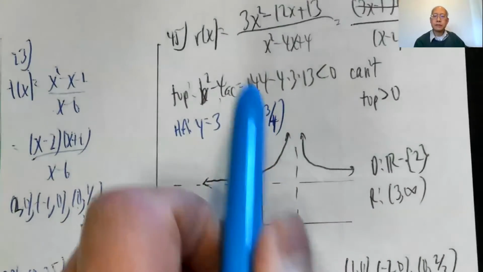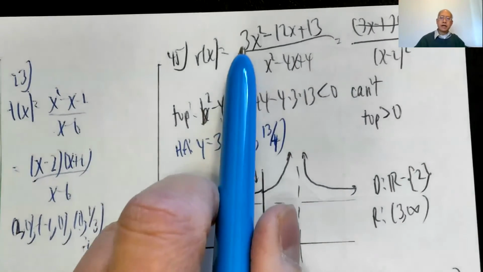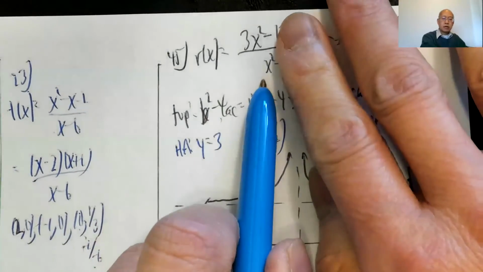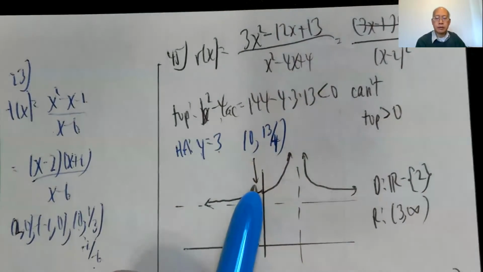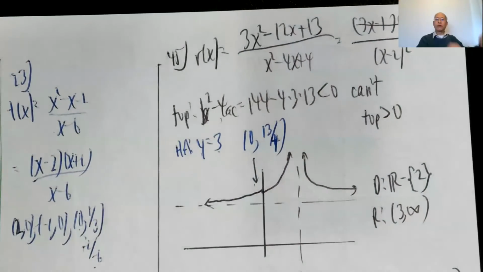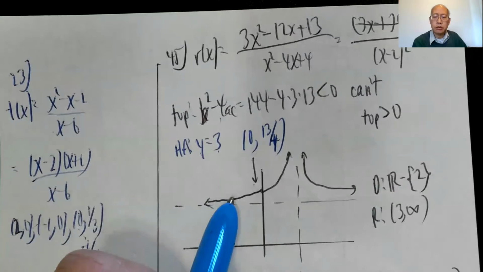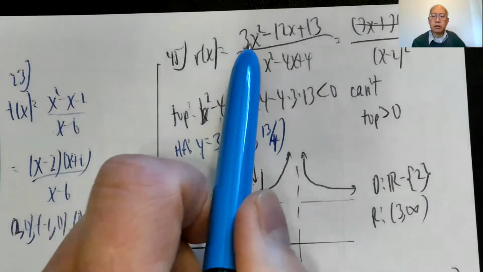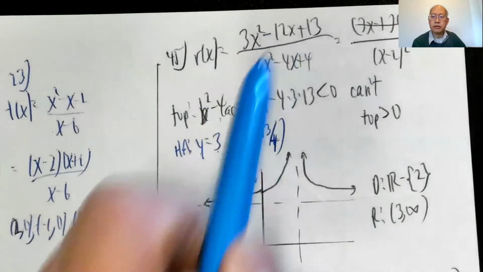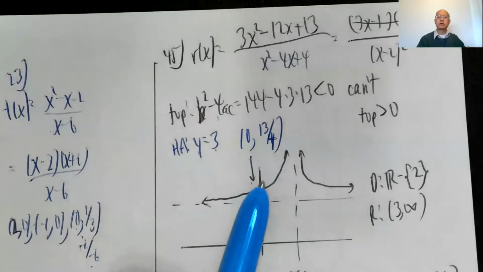Okay, so horizontal asymptote. Okay, second degree, cover this up. The ratio is 3, so y equals 3 is your horizontal asymptote. If I go way out to the left or way out to the right, the graph gets close to y equals 3. And let's see, if I plug in 0, I get 13 over 4. So 0, 13 over 4.